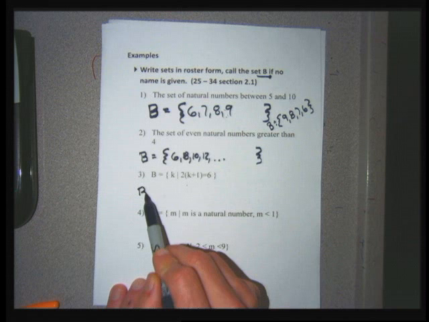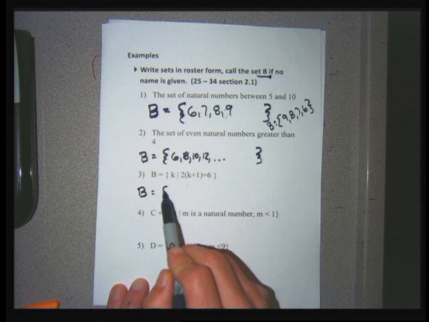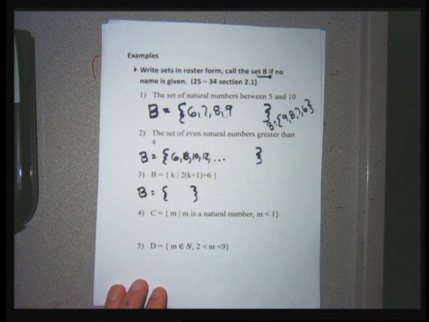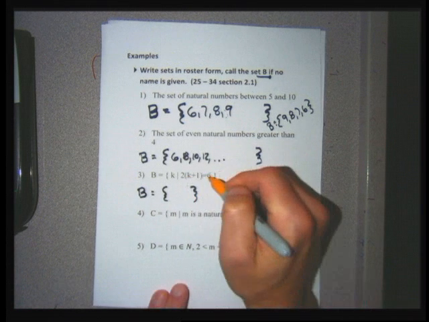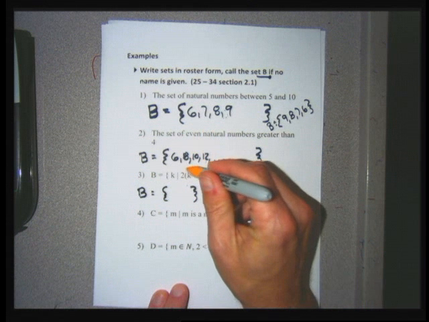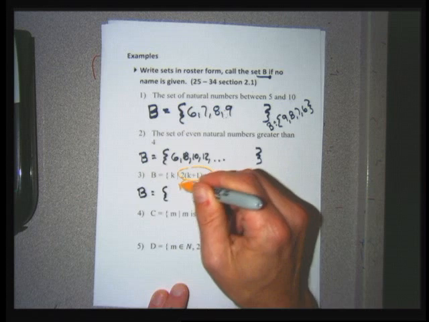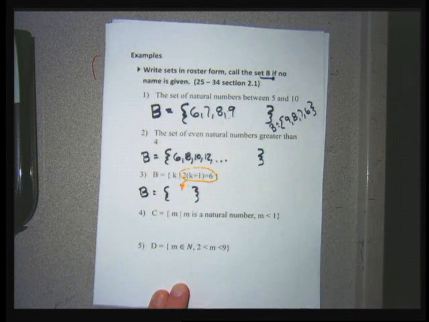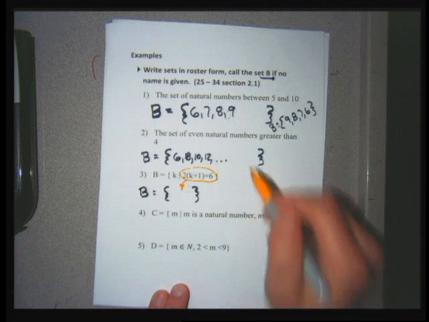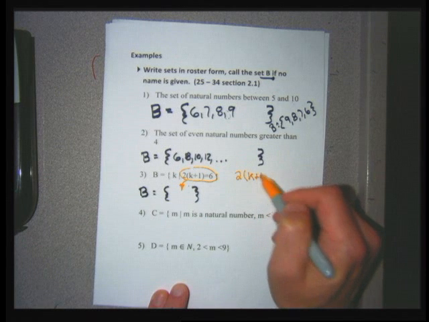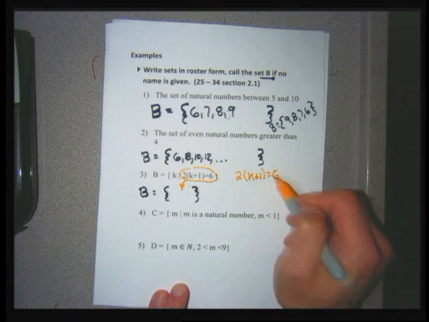Problem 3 is one of the rare times that we're going to do algebra. It says K is the set of answers to the equation 2 times (K plus 1) equal to 6. To figure out what elements belong in the set B, I need to find any K that's an answer to that equation. So I'm going to go ahead and solve that equation. That equation is 2 times (K plus 1) equal to 6.